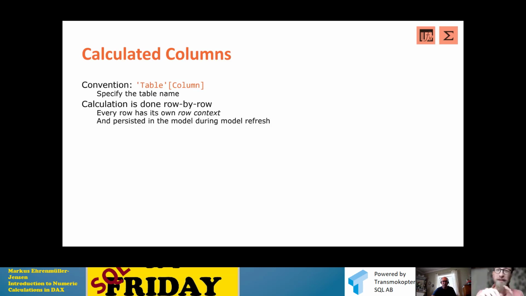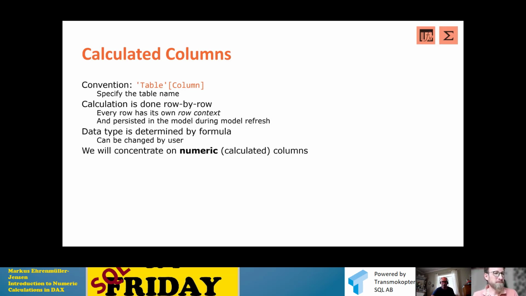It's the same term, but it's a different concept. Calculated columns in SQL are not persisted, but in Power BI, in DAX they are. The data type is then determined by the formula, and you can change it afterwards. So, an important thing here, and we will concentrate on the numeric stuff, numeric calculated columns.